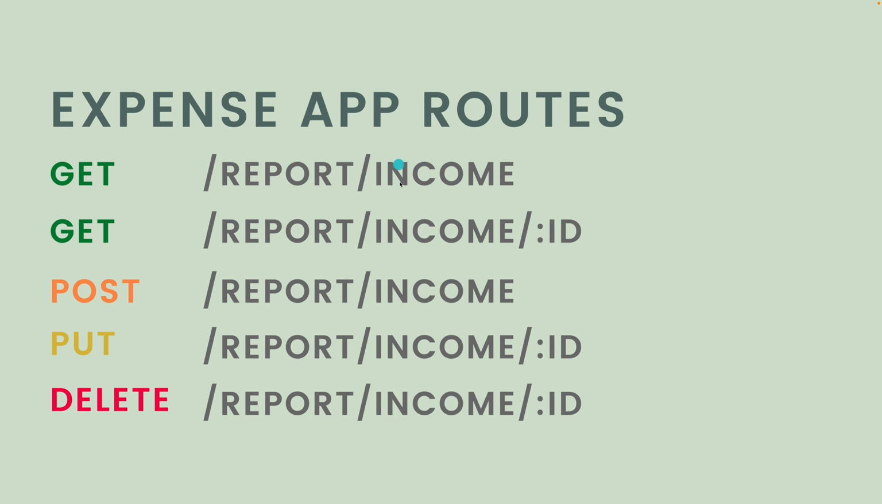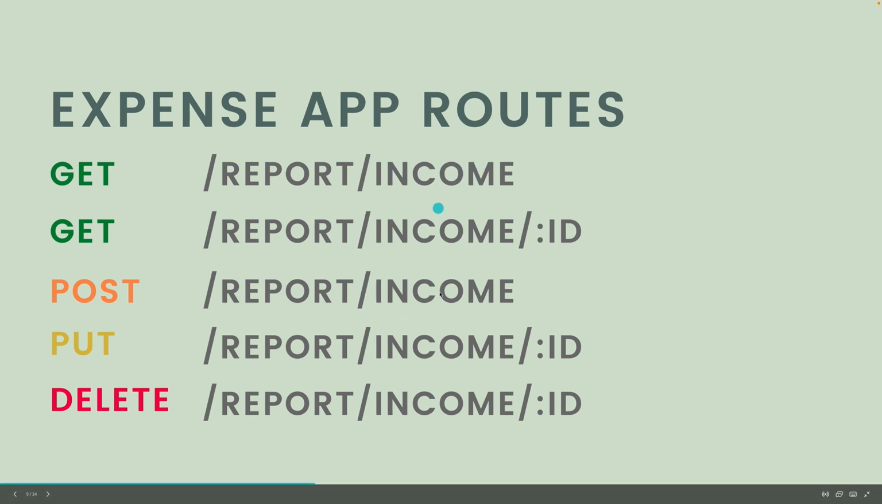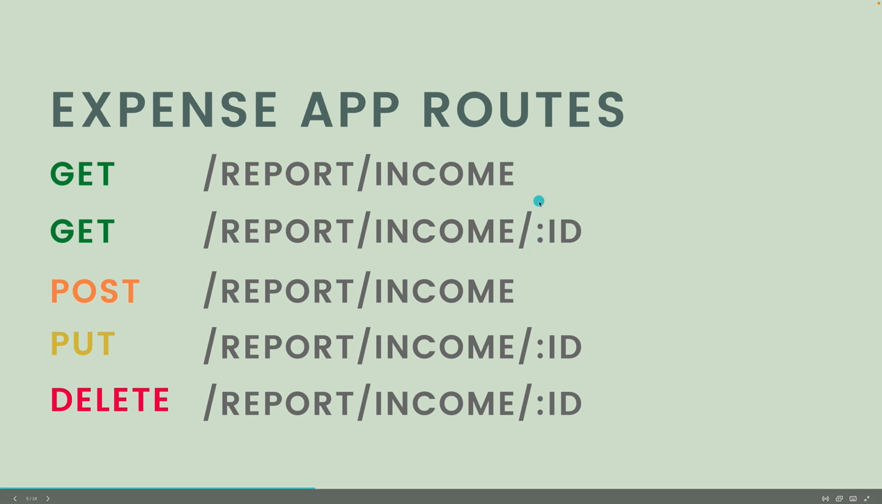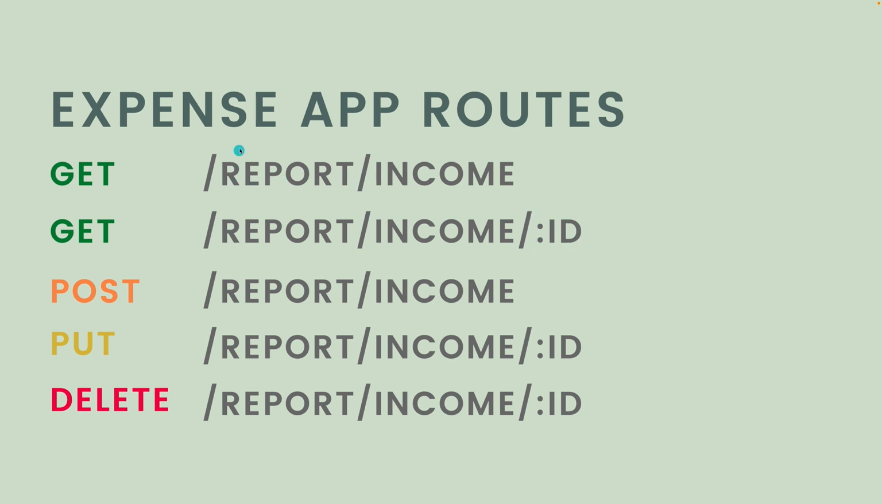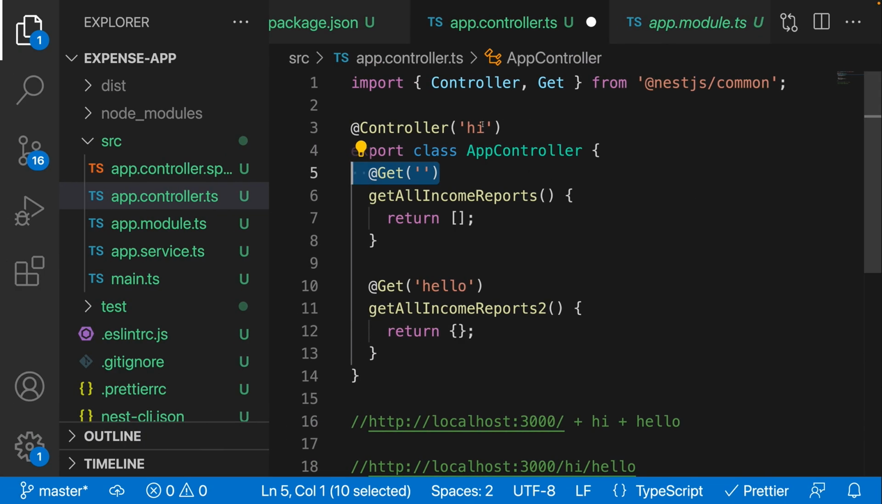So let's actually look at what we have here. So we have /report/income. So /report/income is consistent across all of the endpoints. Now there are some other endpoints that have /id, but /report/income is consistent across all of the endpoints. So what if we just put the /report/income inside of the controller and then these /ids inside of the method decorators that actually need them? So it's going to be the get, the put, and the delete. And this is the actual right way to go.